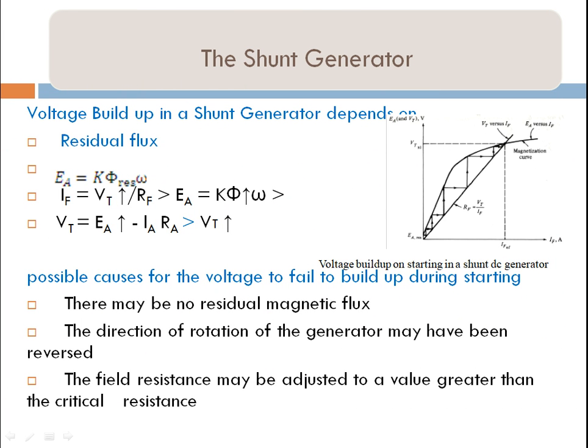The shunt generator voltage buildup depends on residual flux: E_A equals K phi omega. The possible cases for the voltage to fail to build up during starting are: there may be no residual magnetic flux, the direction of rotation of the generator may have been reversed, or the field resistance may be adjusted to a value greater than the critical resistance.